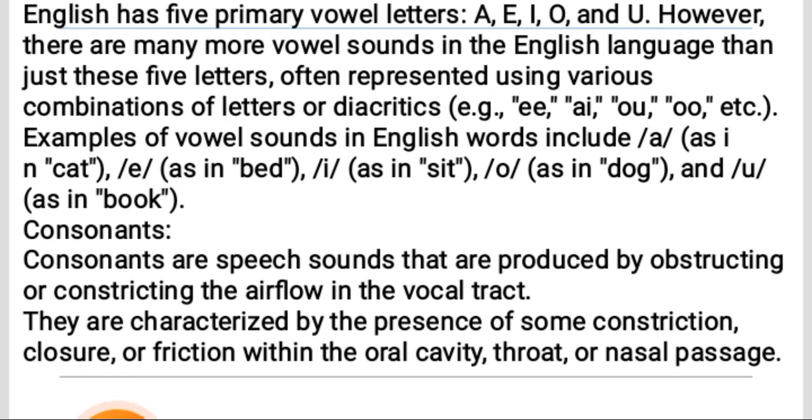So, consonants. Consonants are speech sounds that are produced by obstructing or constricting the airflow in the vocal tract. They are characterized by the presence of some constriction, closure, or friction within the oral cavity, throat, or nasal passage.